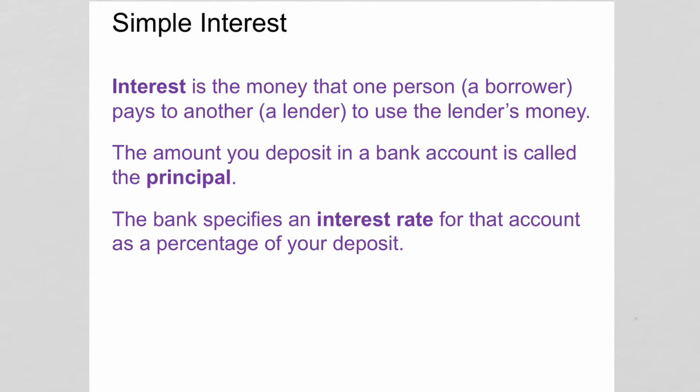The amount you deposit in a bank is called the principal. That's the initial amount. The bank specifies an interest rate for that account as a percentage of your deposit. So if you're putting money in the bank, like in a savings account, then you'll get a certain amount of interest each month. The bank is actually paying you the interest to let it borrow your money in that case.